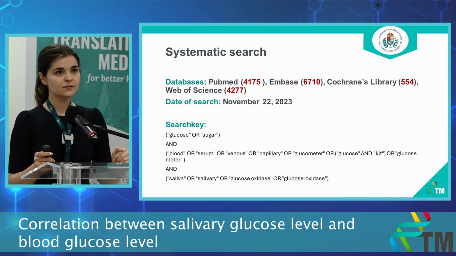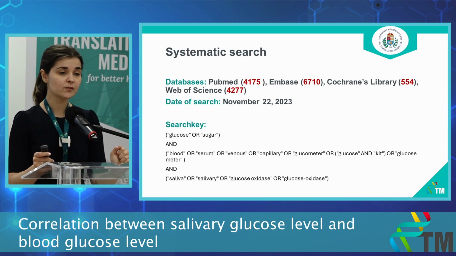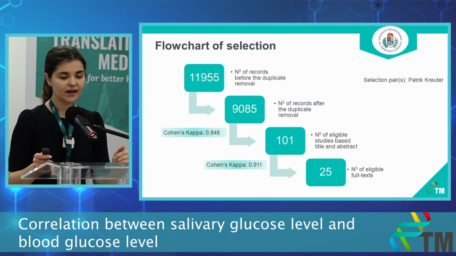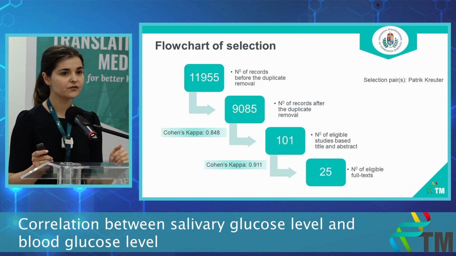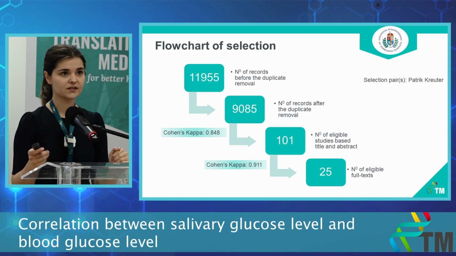Here you can see my systematic search. I did it in 4 databases, started on the 22nd of November last year, and here you can see my accepted search key below. And this is my flowchart of selection. At the end of this part, we had 25 eligible full texts that we'd like to include in our study.